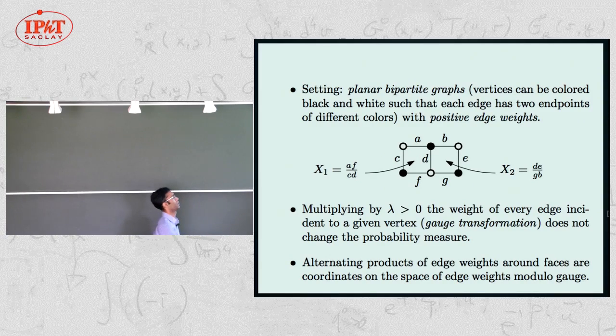So how do I compute a capital X variable? For example, look at this square face. I'm going to take the alternating product of the edge weights around this face, meaning that I am turning in the counterclockwise direction around the face, and when I go from a black vertex to a white vertex, I put the corresponding weight in the numerator, and when I go from a white vertex to a black vertex, I put the corresponding weight in the denominator. So for this face here, the alternating product is A divided by C times F divided by V. And same for the other face. So these X variables provide coordinates on the space of edge weights modulo gauge transformations.